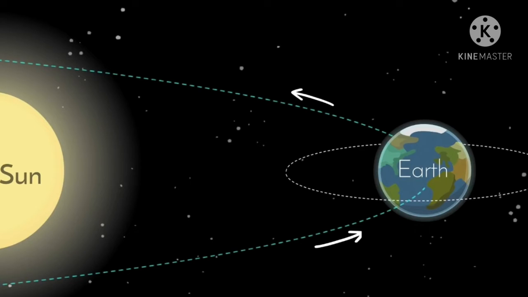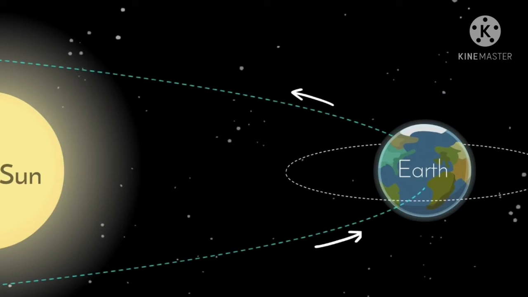Eclipses are caused when the Earth and the Moon cast shadows due to the light from the Sun. The Earth revolves around the Sun in its own orbit, while the Moon revolves around the Earth in its own orbit. There comes a time when the Sun, Earth, and Moon become aligned in one straight line. This is when an eclipse occurs.